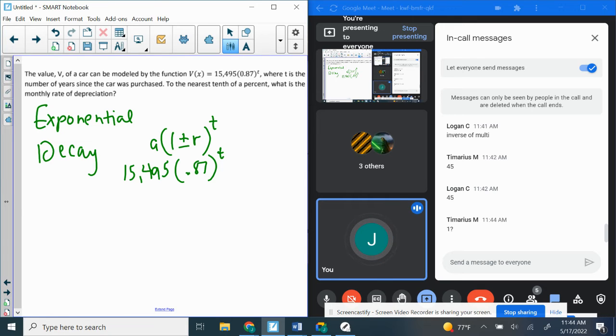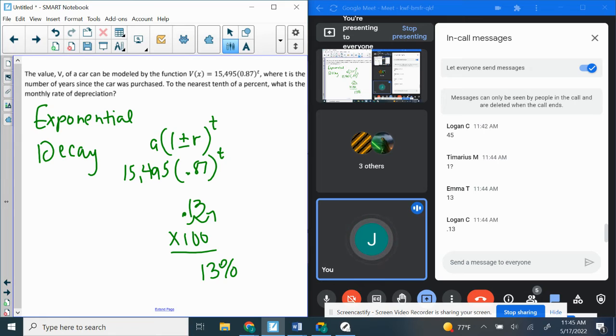So how many pennies do I need to add to 87 cents to get to a dollar? Right, 13. So it's 13 cents, like 0.13 away from a dollar. It says to give it as a percentage, so we're going to multiply that by 100 or move the decimal 2 to the right. So it's a 13% depreciation rate. Yep, 0.13, exactly, Logan. Good job.